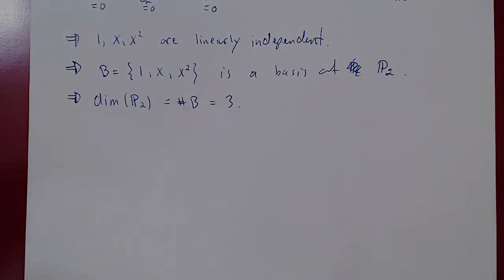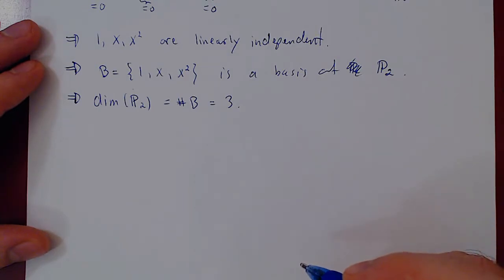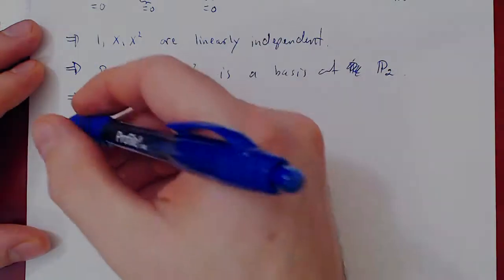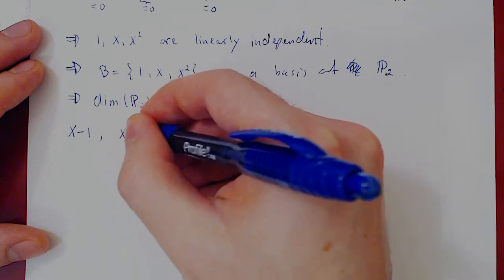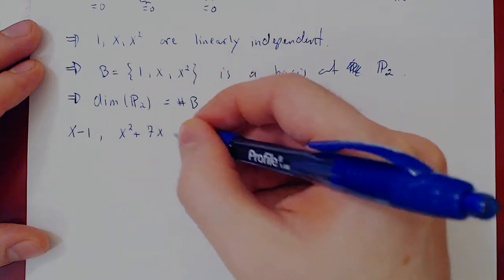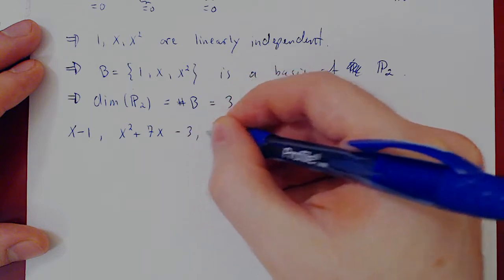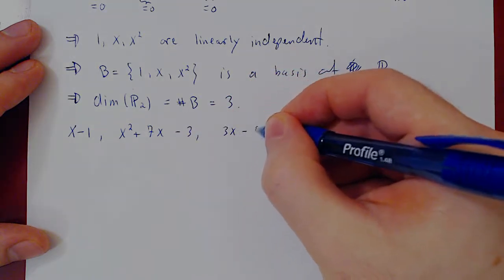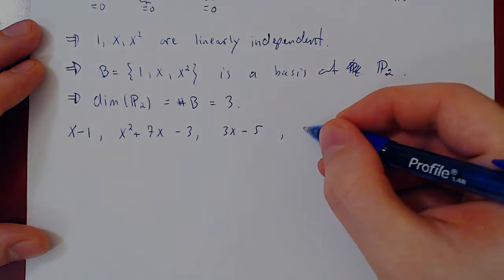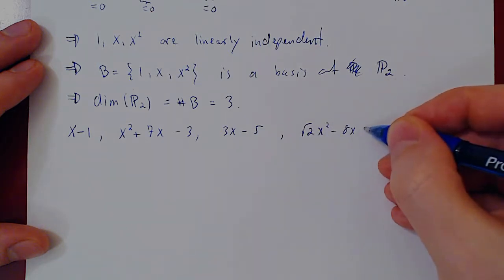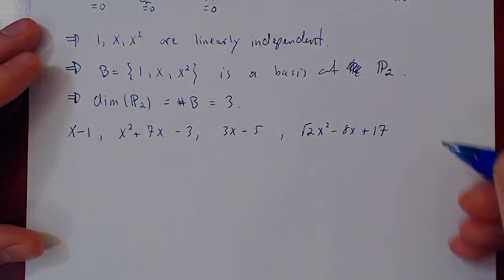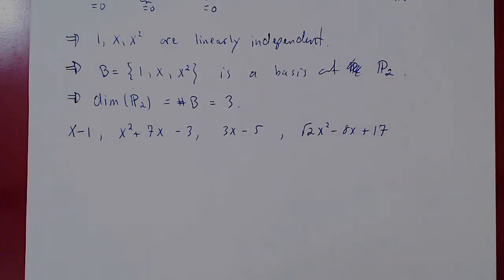Of course, here we have a space of polynomials. The vectors will be polynomials. So suppose I gave you the polynomials x minus 1, x squared plus 7x minus 3, 3x minus 5, root of 2 x squared minus 8x plus 17. And I ask you, are these polynomials linearly dependent or independent?